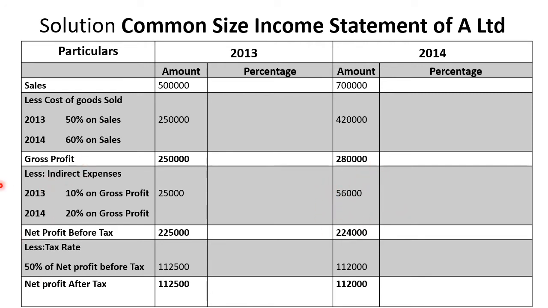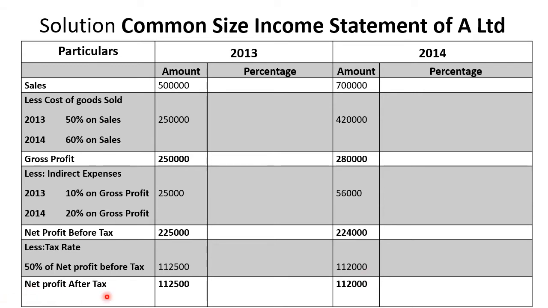Next, if you deduct those indirect expenses from gross profit, you get net profit before tax. The net profit before tax for 2013 it will be 2,25,000, and for 2014 it will be 2,24,000. Next, you have to deduct the tax rate over here. The tax rate it is 50% of net profit before tax. So 2,25,000 into 50%, you will get 1,12,500 for 2013 and 1,12,000 for 2014.